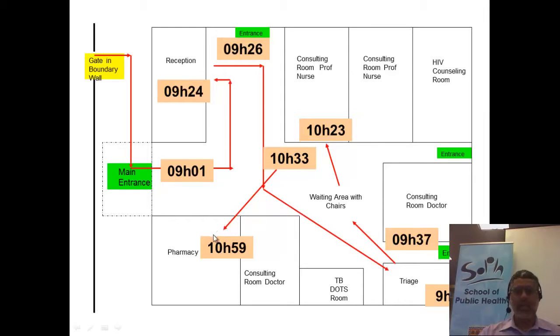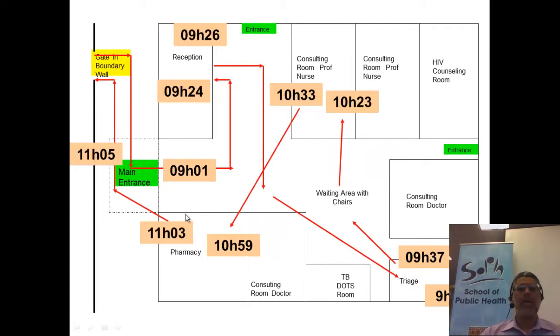From the nurse he went to the pharmacy, where he was called in at 10:59, which means that he effectively waited 26 minutes to get to the pharmacy, or 10:59 minus 10:33. He then left the pharmacy at 11:03, showing that he had 4 minutes of service, and then left the building at 11:05. Okay. So this then is how you tracked one patient with a form throughout the facility.